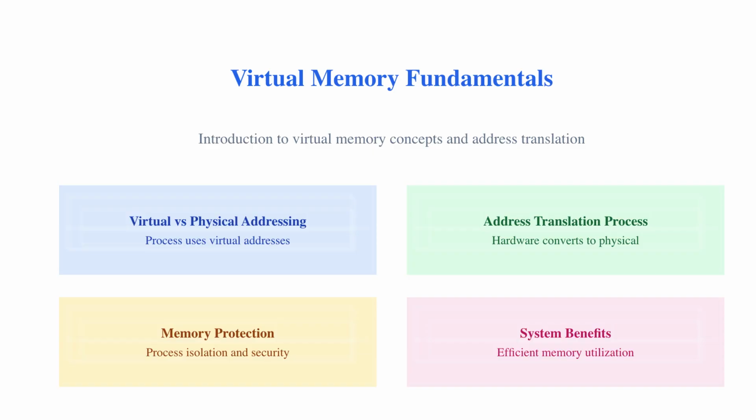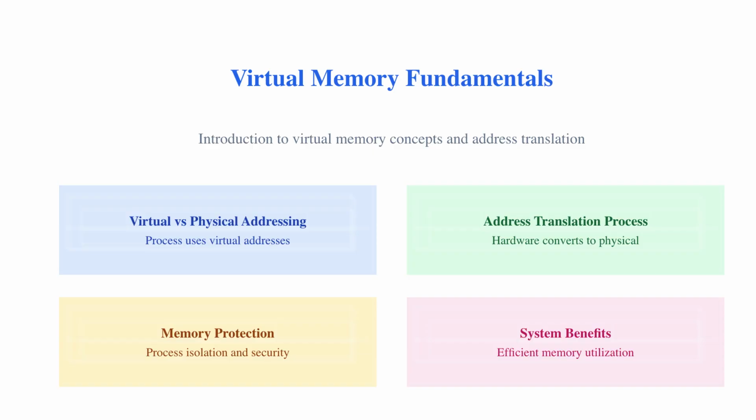The key distinction here is between virtual and physical addressing. When a process runs, it uses virtual addresses. These are logical addresses that the process believes are its actual memory locations. But the reality is quite different. This is where the address translation process comes in. The hardware, specifically the Memory Management Unit, or MMU, converts these virtual addresses to physical addresses in real time. It's like having a sophisticated postal system that redirects mail to the actual physical location.